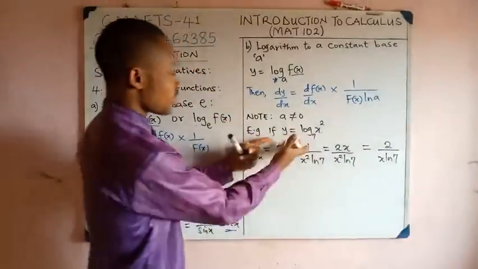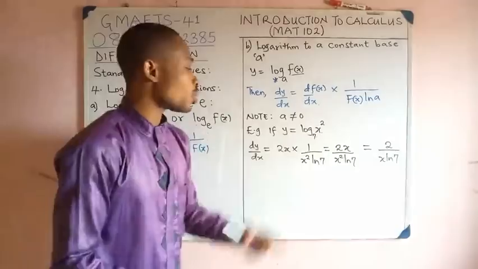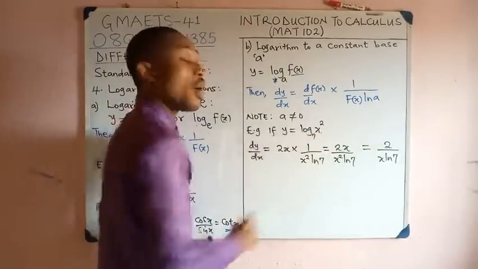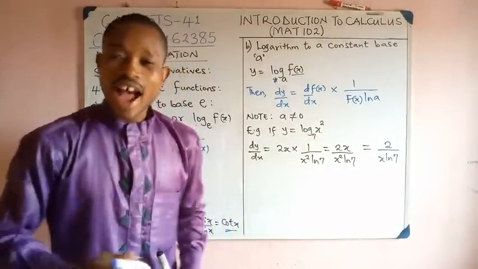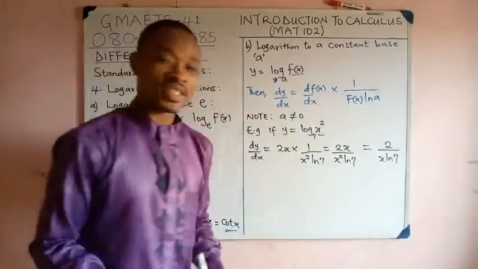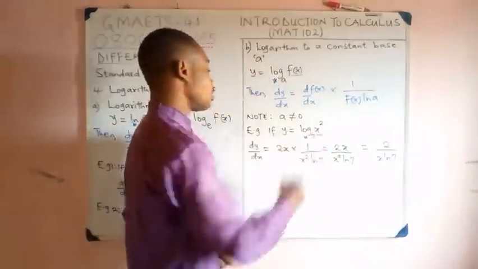Now we're going to look at an example here to interpret that. y is equal to log of x raised to the power 2, base 7. Now how do you solve that? Our minor function is x squared, is that not so? And the major function is log base 7 there.